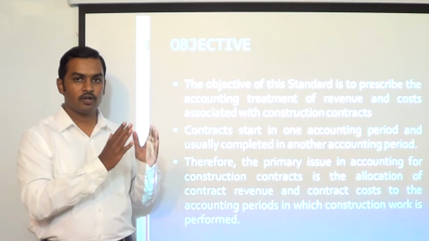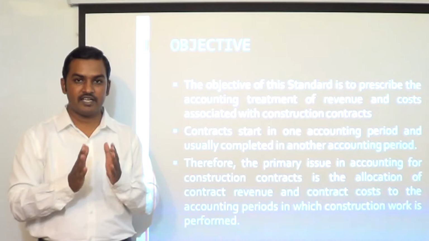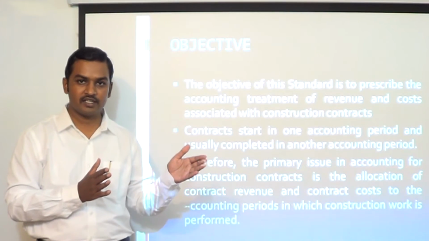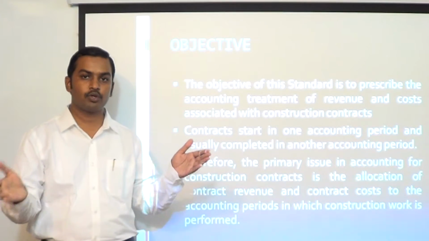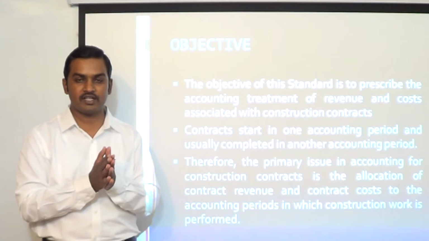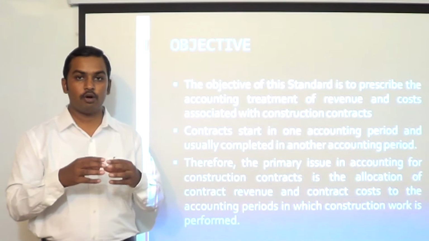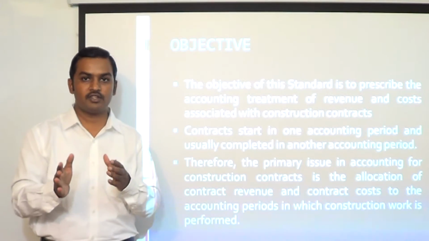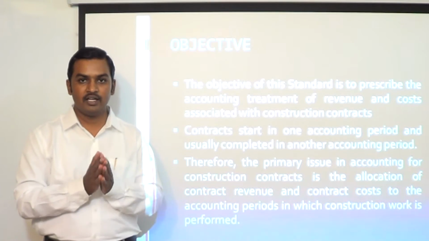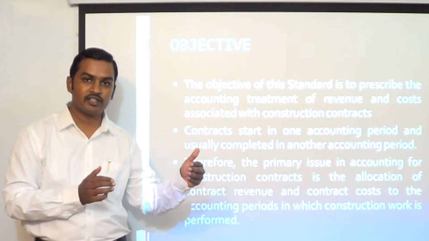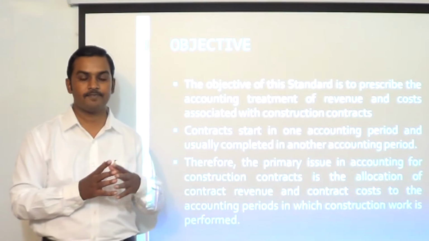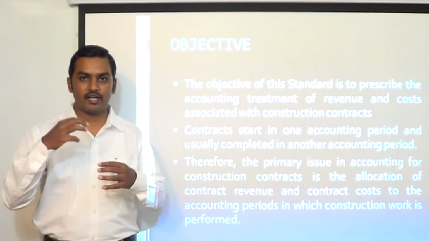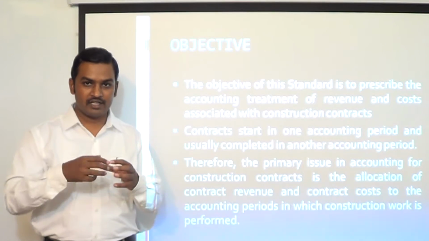So we are talking about contracts for construction of assets, and you have two parties: the customer who wants to get the asset constructed, and the contractor who is going to construct it for a consideration on behalf of the customer. Okay. So how to deal with construction contracts in the books of the contractor is what we are going to discuss in this standard. The standard does not talk about how to deal with construction contracts in the books of the customer. Okay.